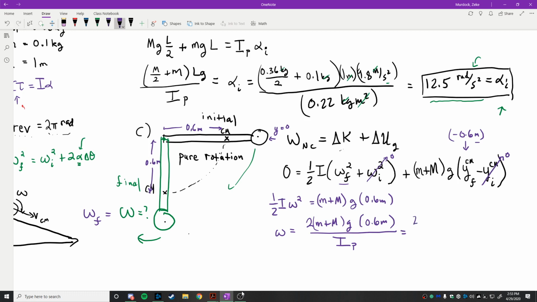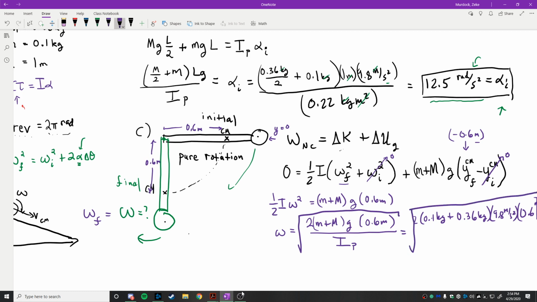So now we get, what, 2 times little m is 0.1 kg, plus big M, 0.36 kg, times g, and then multiply by 0.6. Did I make a mistake yet? Please tell me if I did. Oh, there's a square root. That is definitely right. Thank you so much. This is all going to be square rooted.